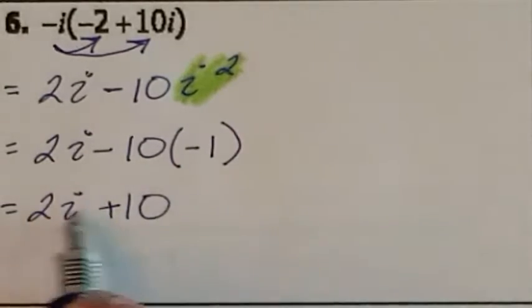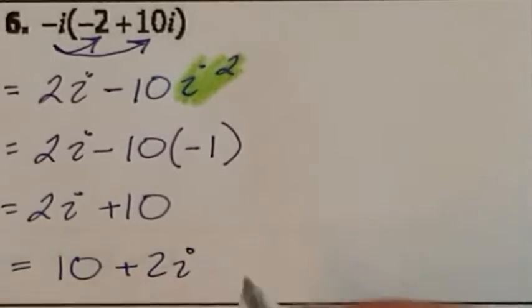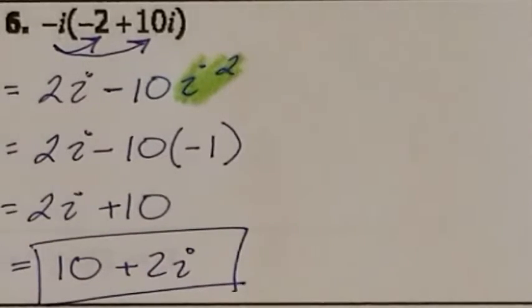We cannot combine any further, but they want the real to be written first and the imaginary to be written second. So 10 plus 2i is our final answer.